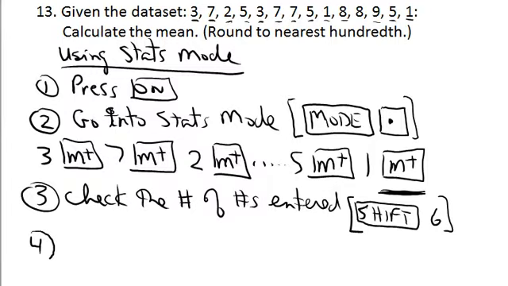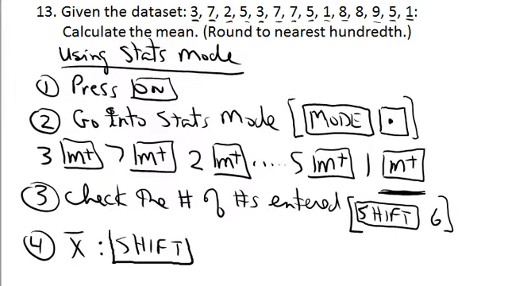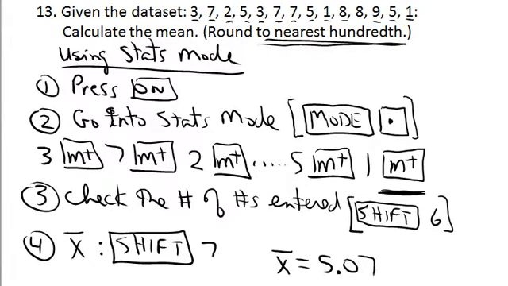And finally, the most important step, not that the others aren't important, is to actually calculate X bar, and you do that on the calculator with Shift 7. So you press the Shift key followed by 7, and if you do that, the mean will pop up in your display, and you're supposed to write it to the nearest hundredth. And if you do that, you'll find that X bar is 5.07.